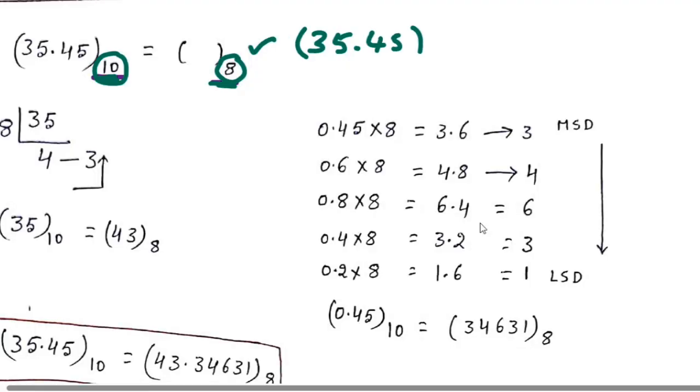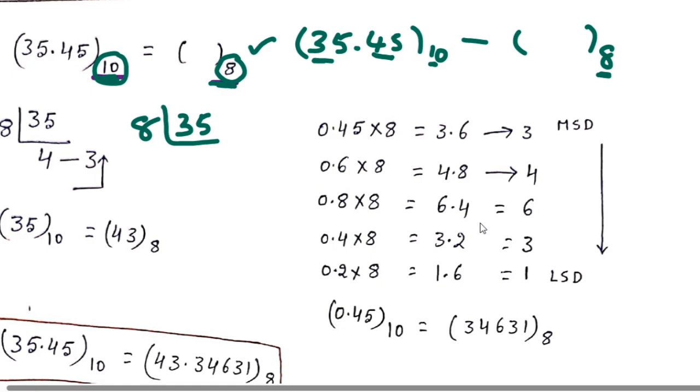35.45. This is a decimal number, and we need to convert it into octal. The base is 8, so we are going to convert the decimal number system into the octal number system. You know there is an integer part and a fractional part. We have to handle the integer part separately: 35 divided by 8, because we are converting into octal.